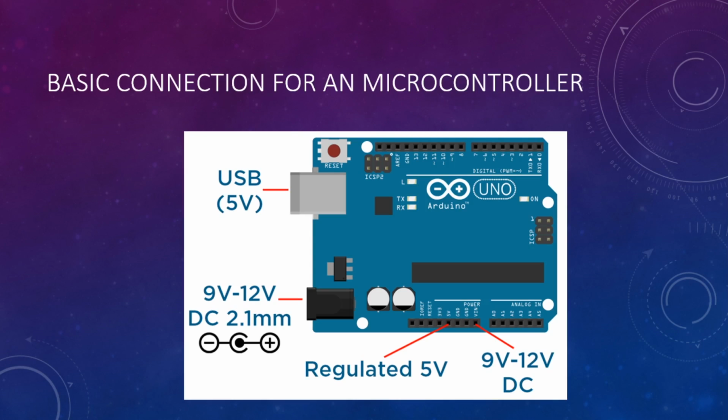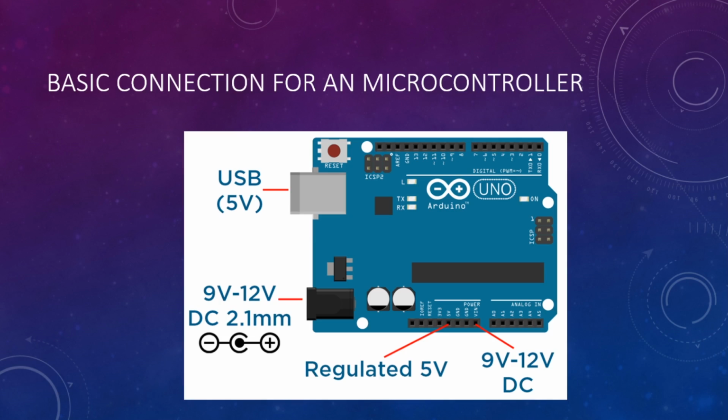Basic connection for a microcontroller. The microcontroller needs a DC input Vin of 9 volt to 12 volt as shown here, and then a regulated 5 volt pin, and it has 3 ground pins: 1, 2 and 3. Here a 5 volt USB can be connected to a computer, and the 9 volt to 12 volt DC input can be given through this plug. By connecting this, the Arduino gets powered and the program inside this Atmel processor works.